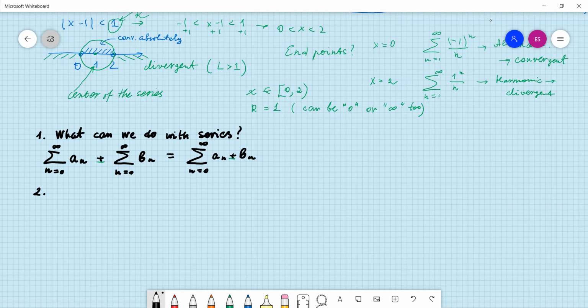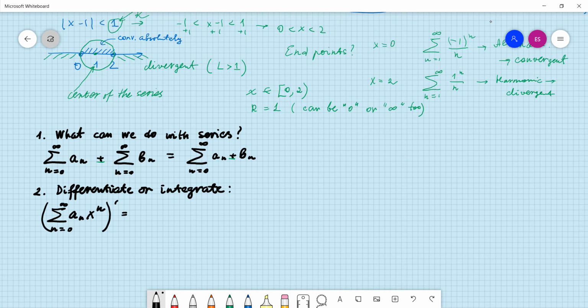Number two, what else? What we can do with a series is to differentiate it or integrate it. How do we differentiate series? I'm going to show you the derivative. I'm going to consider a very general series centered at 0. It's not going to change anything if you center it at any other point.